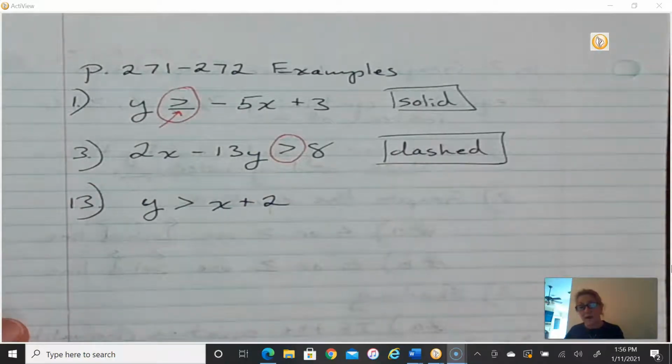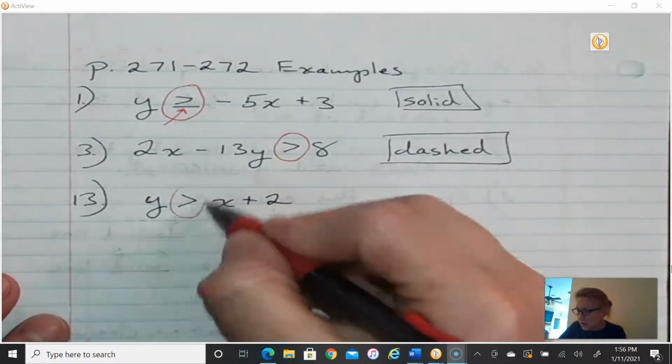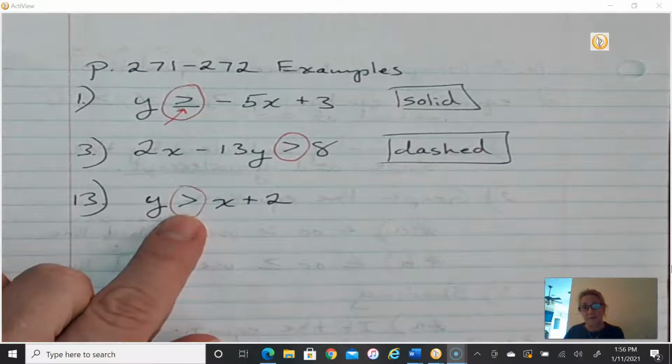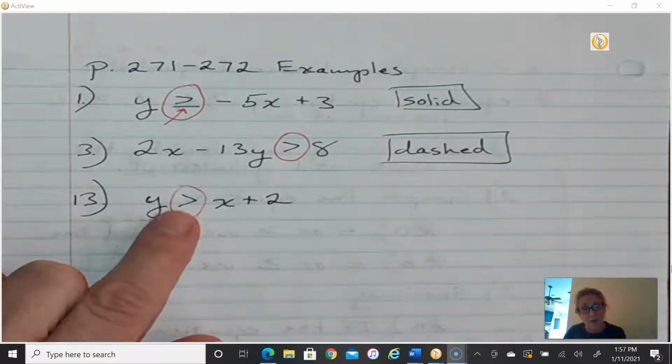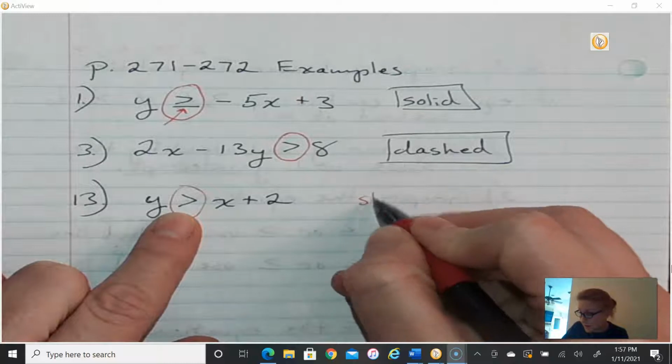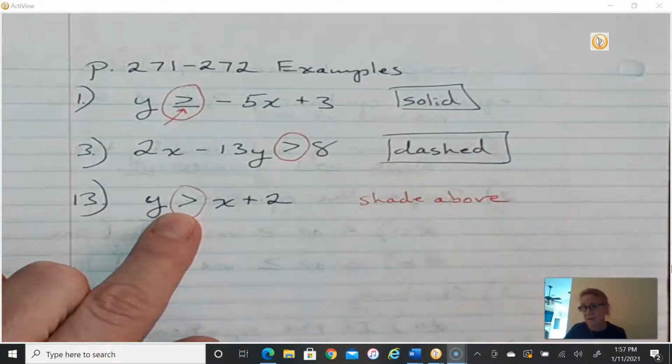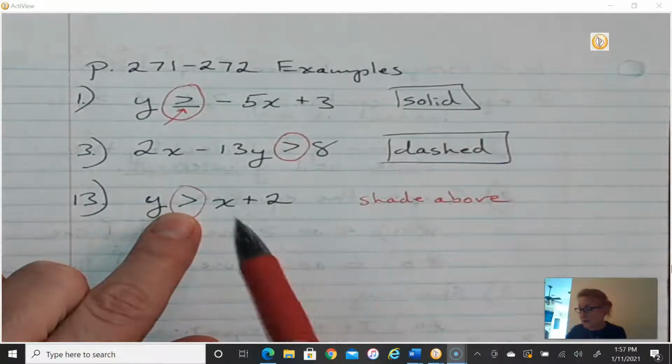Before we think of anything else, look at that sign. It's greater than. Is it going to shade above or below if it's greater than? You can even look back in your notes. It's going to shade above. Okay, so it's shading above.